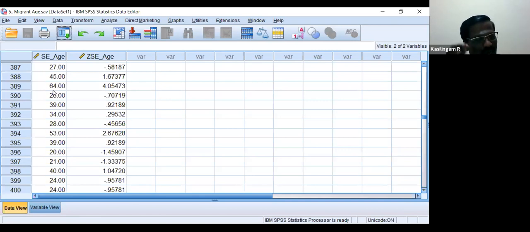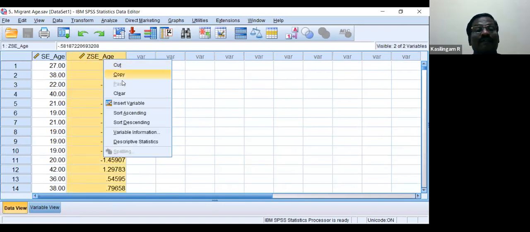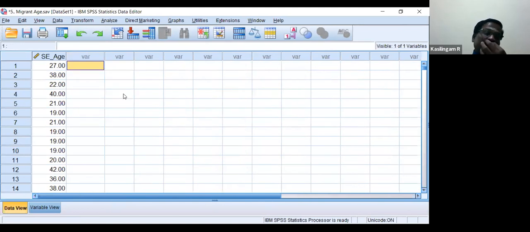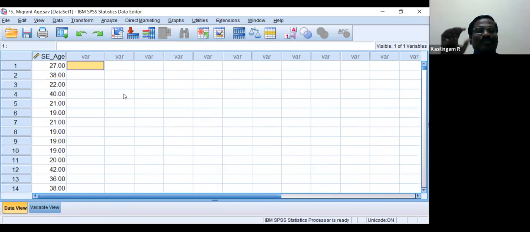Okay. So now there is another way of finding out outliers. Now we know that 329 is 60, 389 is 64. Very good, madam. I think you have noted down. You have to note it down.